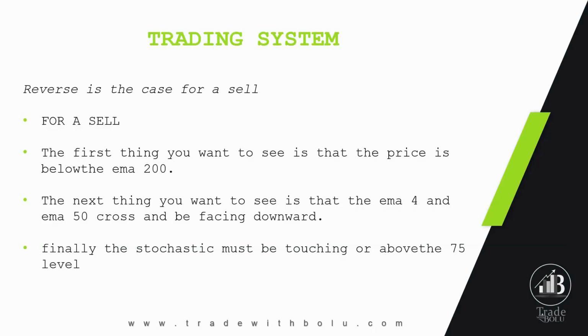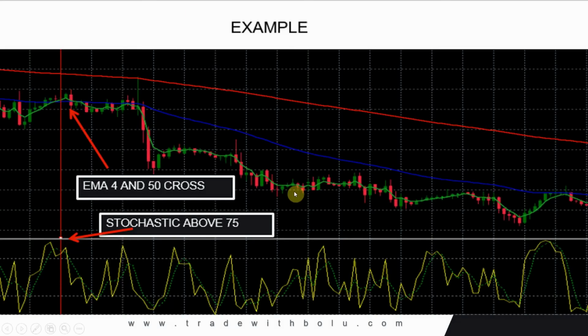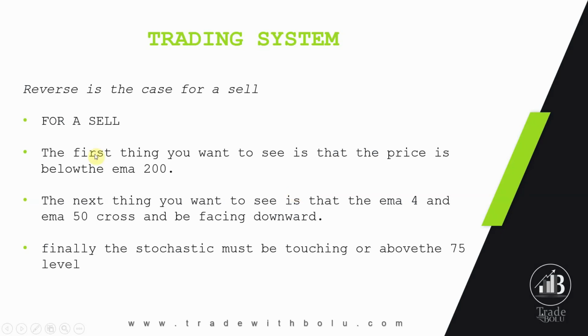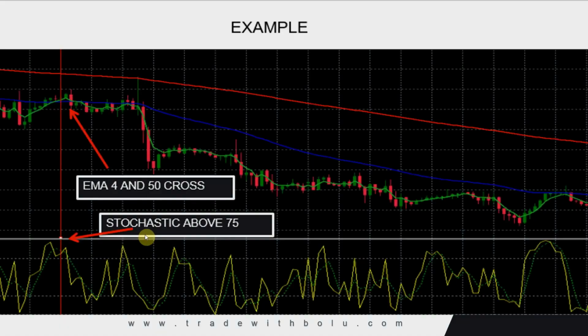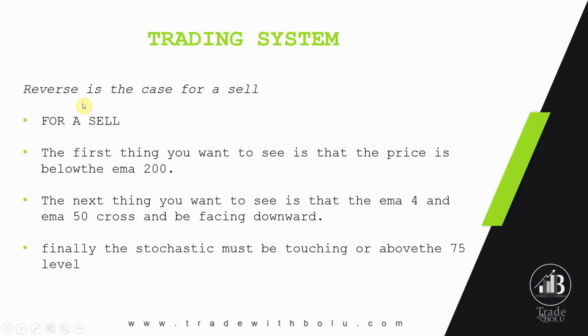So this is the same thing for a sell. The first thing you want to ensure is that the price is below the 200 moving average. Here is an example. The price is below the 200 moving average. You have the first 4 moving average and the 50 cross out. Here is the 50 moving average. This is the 4, and they crossed out here.